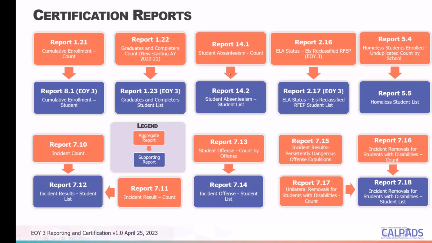And the arrows on this show you the relationship. So report 14.1, student absenteeism count, will drill down directly to the student list. And so again, to emphasize the value of the supporting reports, you see student list. All of these reports predominantly give you more detail because they list the student, their details, their demographics, and so forth, as opposed to just a count.